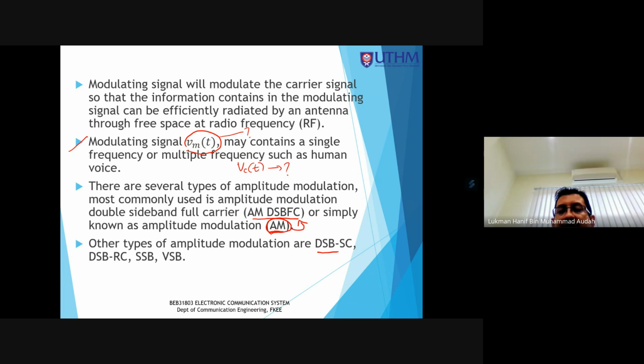For example, we have double sideband suppressed carrier. We also have double sideband reduced carrier. We have single sideband. And another one is vestigial sideband, VSB. So we're going to see all of this later. First, we're going to learn about DSBFC. And for your project, it's up to you. You can choose double sideband full carrier or suppressed carrier or single sideband and the others. You have the right to choose which one you like for your project.